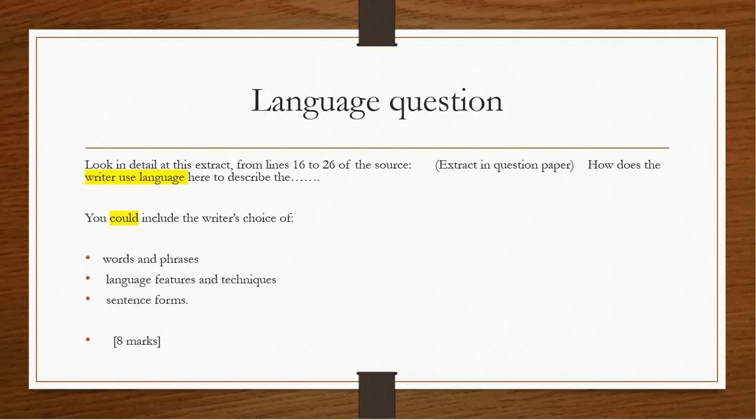One of the good things about the English papers is we know the questions. We don't know what the source or the text is, but we can prepare. So we could include the writer's choice of words and phrases, language features, techniques, and sentence forms. We could change that to should, you choose. The coulds in the exam paper, especially in the AQA exam paper, are help, advice. If you're in the exam and you freeze and you forget what you're doing, it does happen in exams. It's a little bit of help and advice.